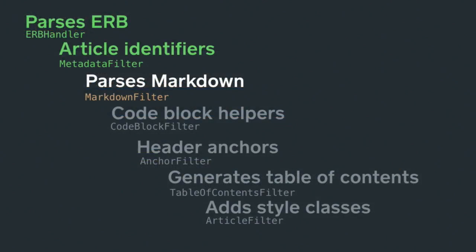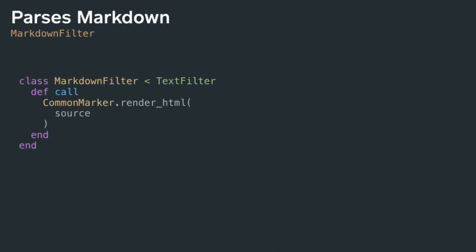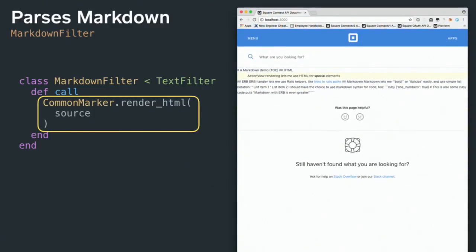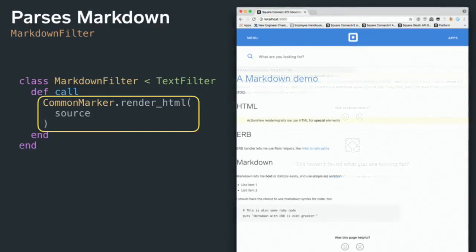Next, Markdown filter. This is where the magic happens. The Markdown filter uses Common Marker, a third-party library, to transform basic Markdown into HTML. On the rendered view, this is what the page looks like before it enters the Markdown handler, and this is how it looks afterwards. There's a big difference. Most of the styles can now show up, since headers and paragraphs are recognized, and also text styles.